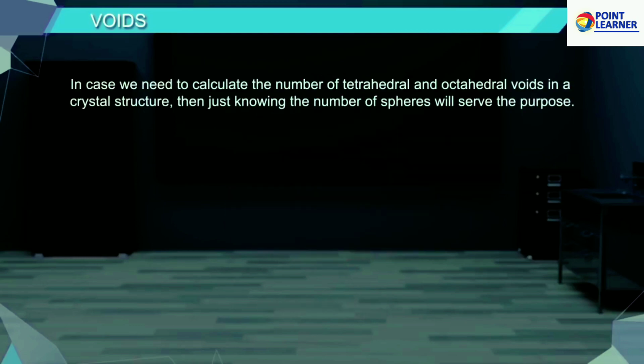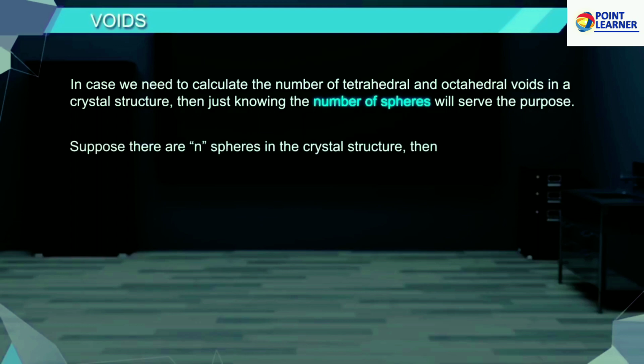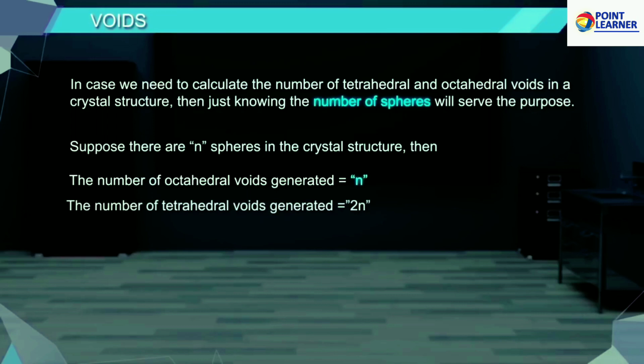Now, in case we need to calculate the number of tetrahedral and octahedral voids in a crystal structure, then just knowing the number of spheres will serve the purpose. Suppose there are n spheres in the crystal structure, then the number of octahedral voids generated is equal to n. The number of tetrahedral voids generated is equal to 2n.